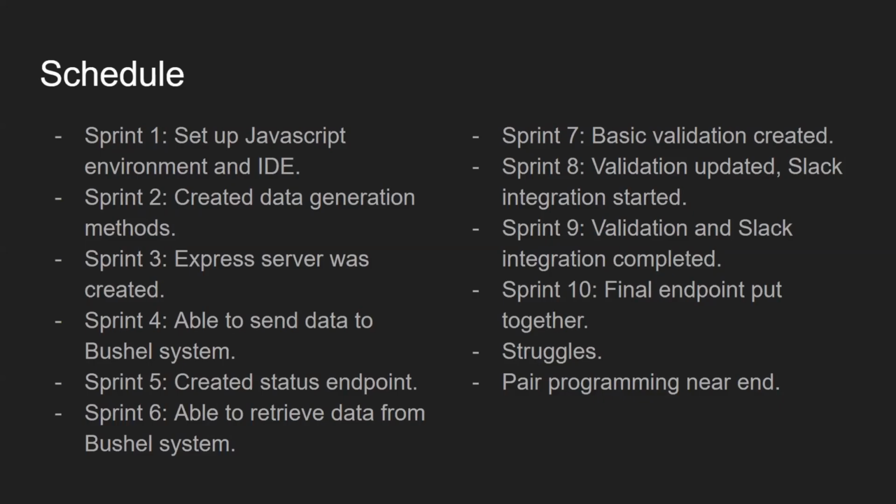In our 10th and final sprint, we created a final endpoint in our API that allows the user to specify an amount of tickets, create those tickets, run it through the system, validate them, and send the Slack messages when errors are found. We also had some struggles in terms of our scheduling throughout.